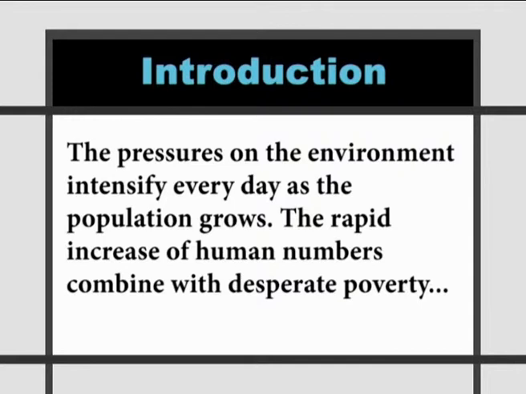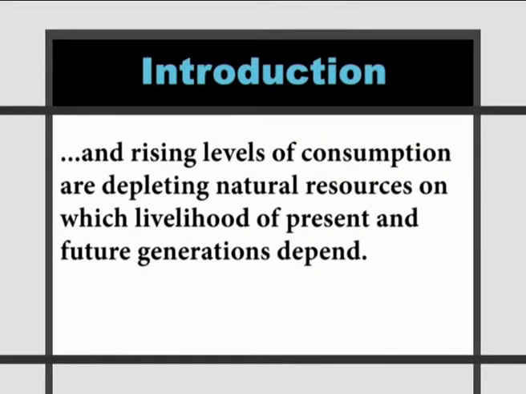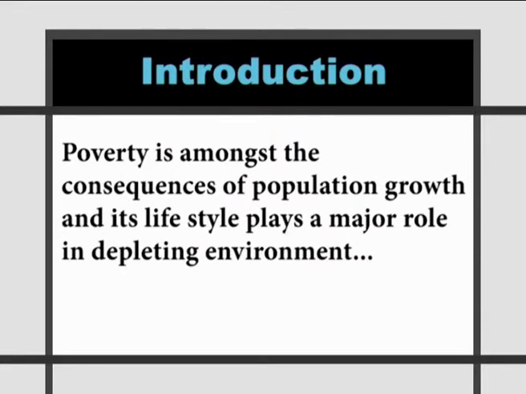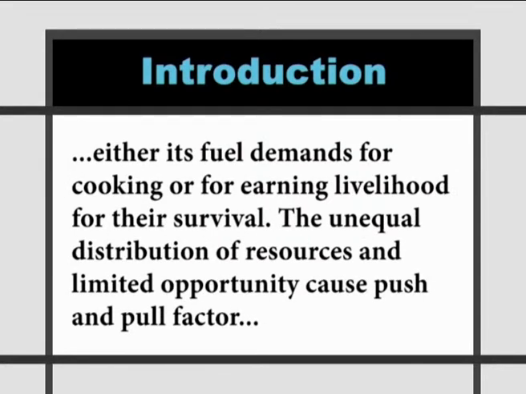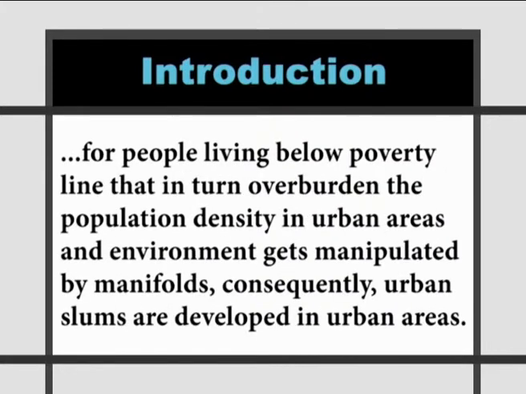The rapid increase of human numbers combined with desperate poverty and rising levels of consumption are depleting natural resources on which the livelihood of present and future generations depends. Poverty is among the consequences of population growth, and its lifestyle plays a major role in depleting the environment, whether it fuels demands for cooking or for earning a livelihood for survival. The unequal distribution of resources and limited opportunity cause the push and pull factors for people living below the poverty line. That in turn overburdens the population density in urban areas, and the environment gets manipulated many fold. Consequently, urban slums develop in urban areas.